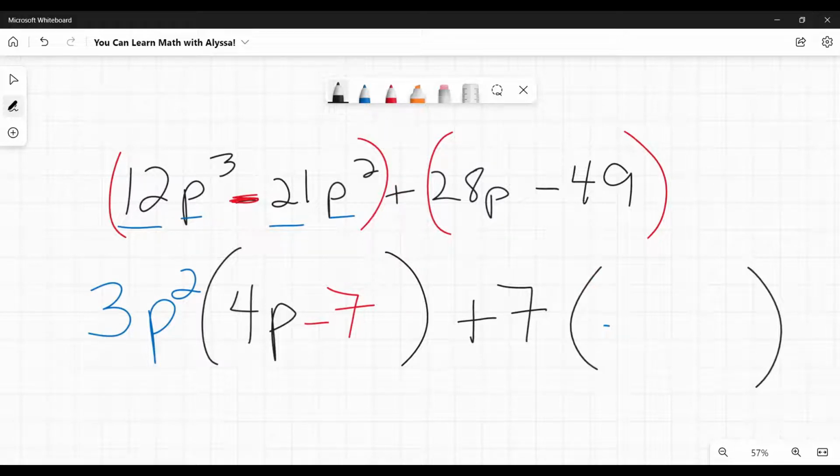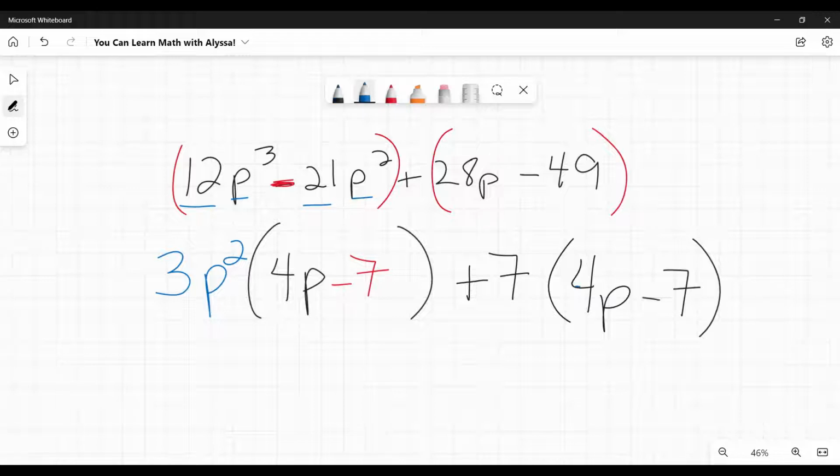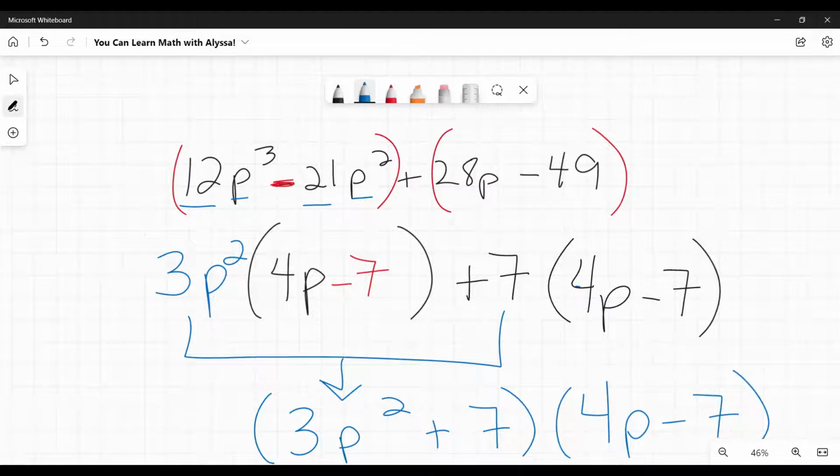And what's left behind? 28p divided by 7 is 4p. And negative 49 divided by 7 is negative 7. And voila, it has matched. Yay! The crowd goes wild. That's what we want. If it doesn't match, you can't go to this next step. It has to match. The next step is you are going to combine these two into a new little binomial in a parentheses. And you're also left with 4p minus 7.